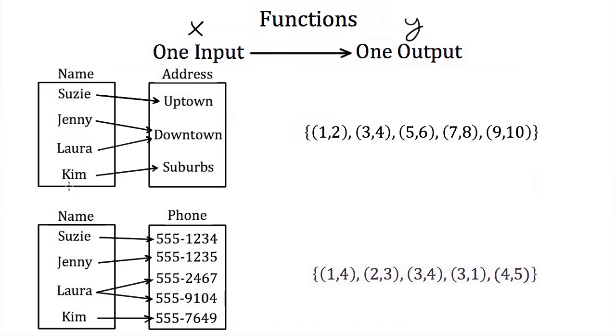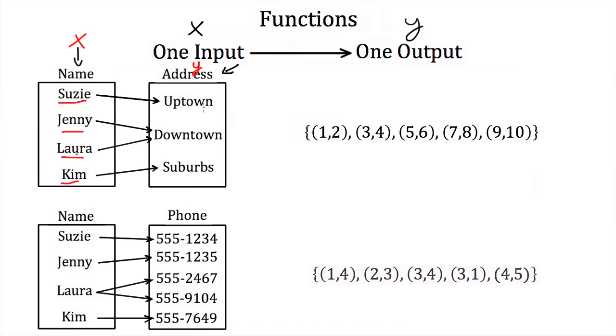Let's look at this first mapping diagram here. Our input value is some person's name. The output value is where that person lives. Susie lives in Uptown, Jenny and Laura live in Downtown, and Kim lives in the suburbs. This illustrates a function because every single value that we input, or every x value we get, corresponds or points to only one address or only one y value.